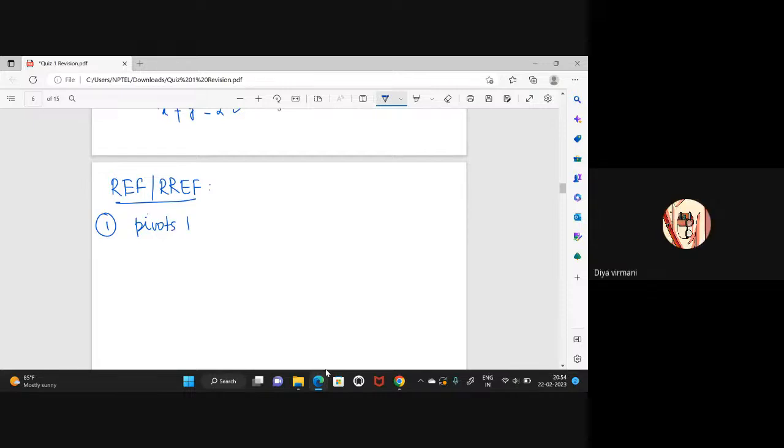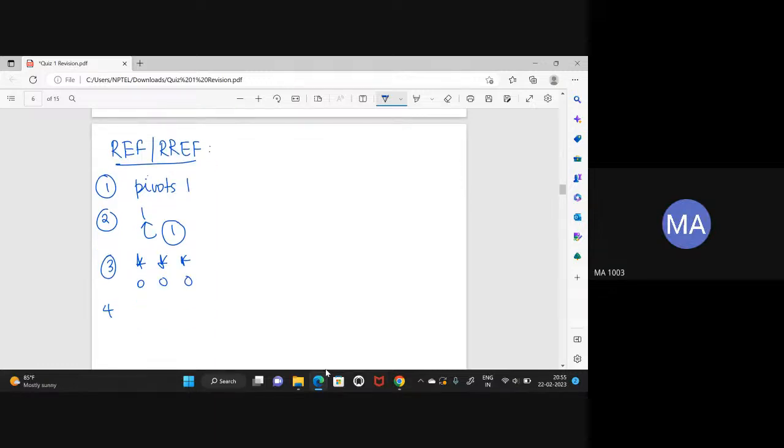The first non-zero element, the leading non-zero element of each row, should be 1. They are called the pivots. And then the pivots should keep going towards the right end of the matrix, so the pivot in each row should be to the right of the pivot in the previous row. And then all zero rows should be at the bottom. You have non-zero rows and then the zero rows. All these three conditions put together is REF.